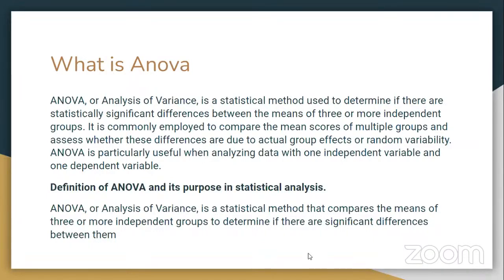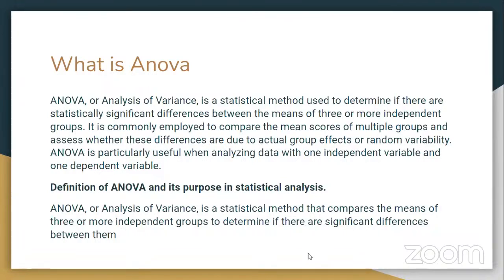ANOVA, analysis of variance, is a statistical method used to determine if there are statistically significant differences between the means of three or more independent groups. It is commonly employed to compare the mean scores of multiple groups and assess whether these differences are due to actual group effect or random variability. ANOVA is particularly useful when analyzing data with one independent variable and one dependent variable.